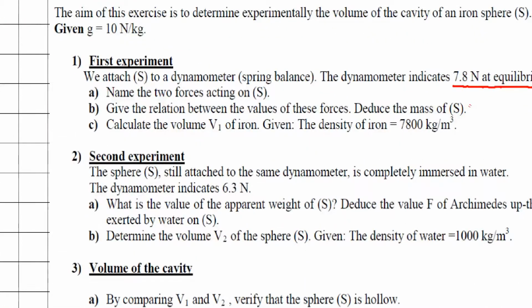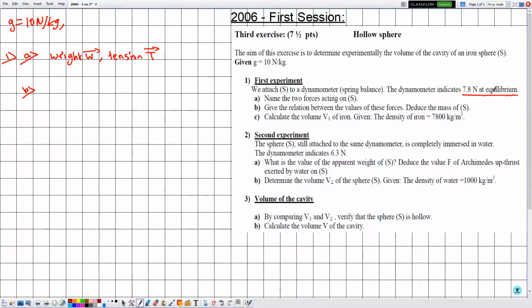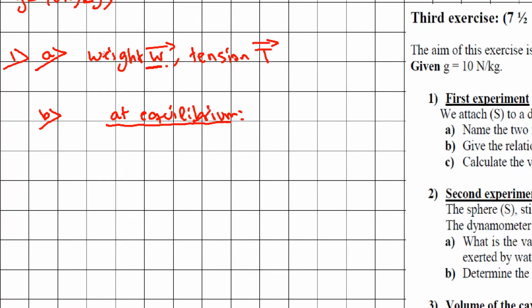The values here mean the magnitudes. And by the relation, it is the equality, knowing that the solid S is at equilibrium. In other words, they are asking me about the condition of equilibrium. So let's write as a title: at equilibrium. Then how do you apply this condition? Always on the left hand side we write the sum of forces acting on the solid S, and they are given by the weight and the tension.